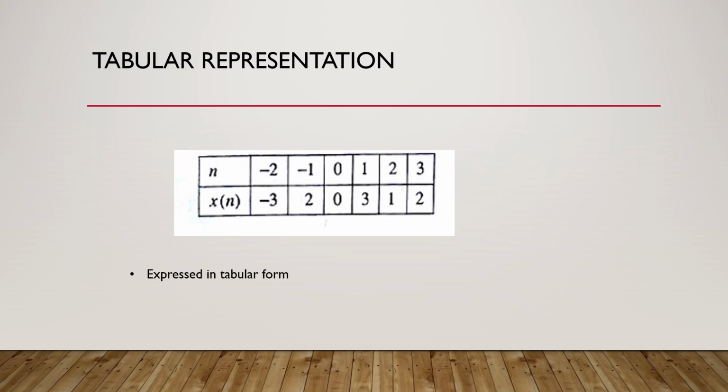Next is tabular representation. It is represented in table form, where we draw a table with n as the x-axis value and x of n as the y-axis value. We write all the n values and the corresponding values of x of n in tabulated form. For n equal to minus 2 the amplitude is minus 3, for minus 1 the amplitude is 2, for 0 the amplitude is 0, for 1 the amplitude is 3, for 2 the amplitude is 1, and for 3 the amplitude is 2. This is the tabular representation.